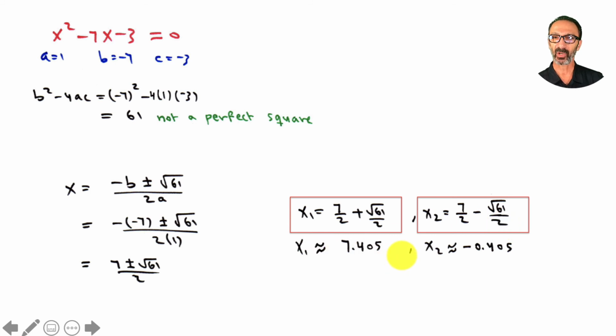If you want to approximate with a calculator to graph it by hand, that's another option. You get about 7.405 and -0.405 approximate.